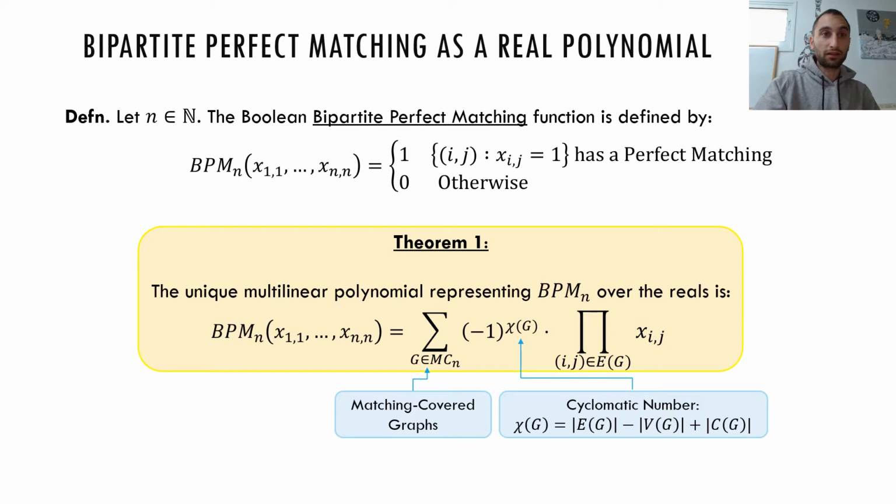However, we remark that we don't know of a simpler proof, even just showing that this polynomial has full total degree, which indeed it does, since the complete bipartite graph is matching covered.